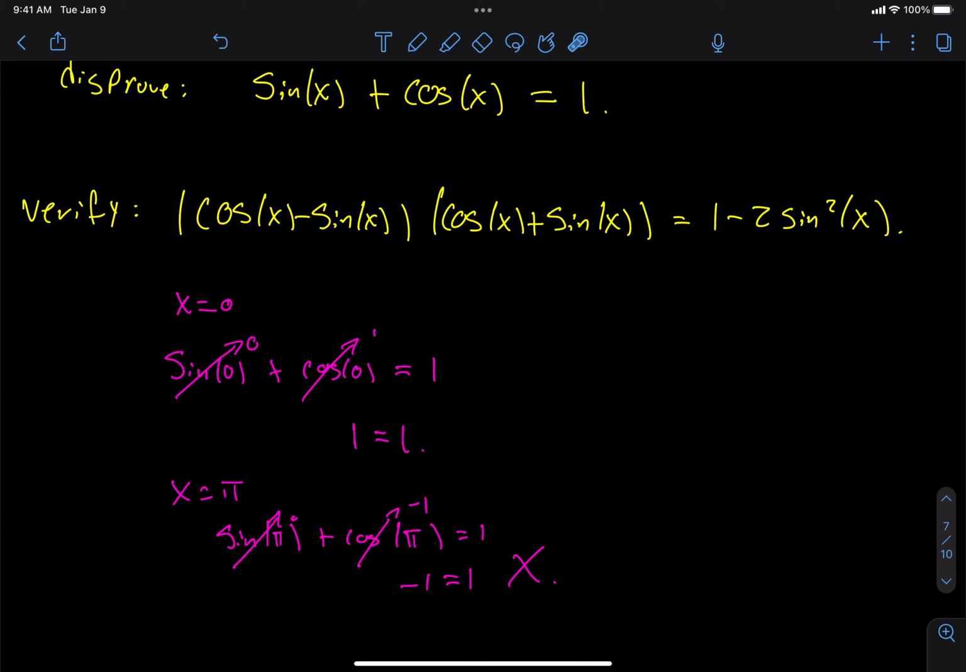Or you could plug in 3 pi over 2, or pi over 4, or pi over 3 would work. What wouldn't work would be something like pi over 2 or 0, because those are the numbers which cause one of these to be 1 and the other to be 0. Okay. Any questions on the disproving one?